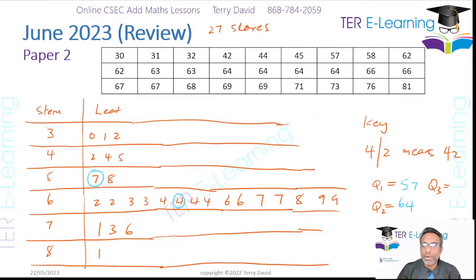And the last thing now, we need to find the upper quartile. 1, 2, 3, 4, 5, 6, 7. Hold on, let me check this over. Yeah, so the upper quartile in this case is going to be 68.